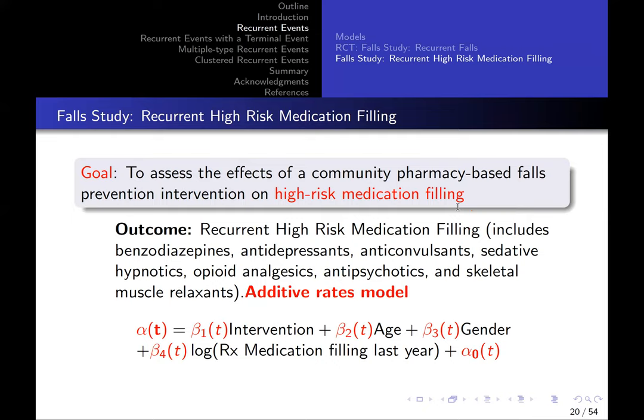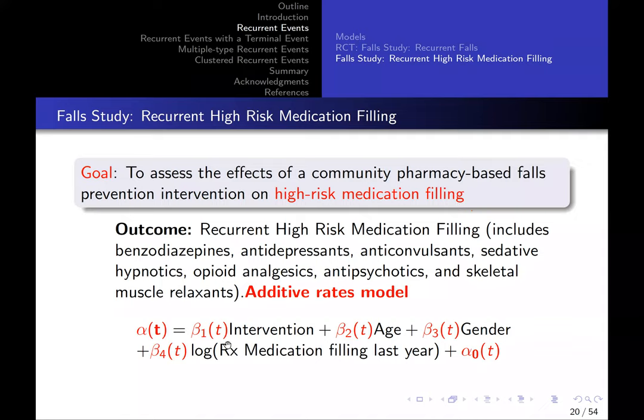The high-risk medications included benzodiazepine, antidepressant, anticonvulsant, sedative. There are a lot of them. So these elderly people were filling up. It's not that they were prescribed a lot of medication, which provides more risk for falls as well.